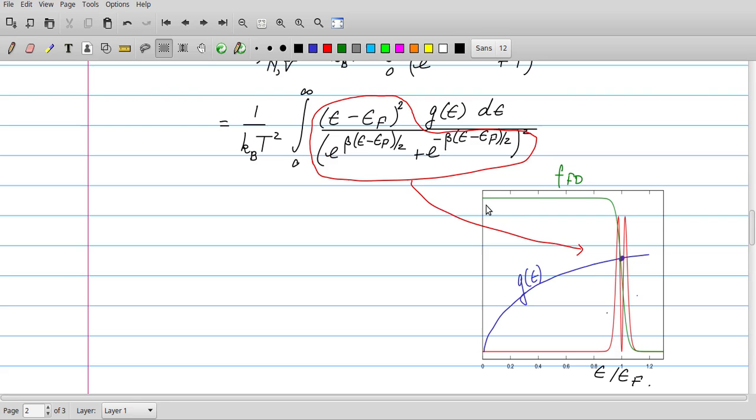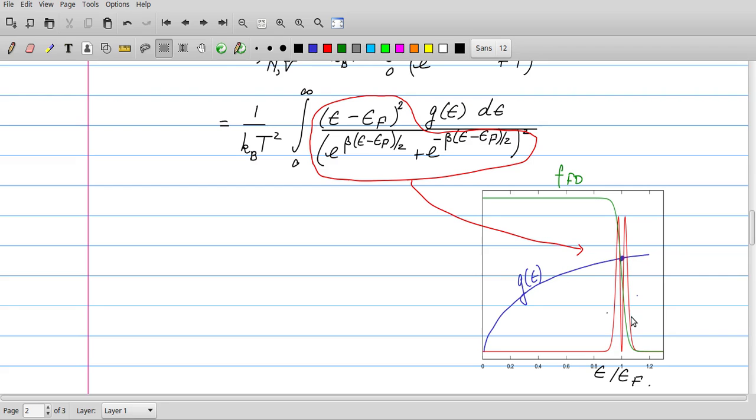For completeness, I have also added in green the Fermi-Dirac distribution, which drops from 1 to 0 at the Fermi energy, and then I have rendered in blue a typical g(ε). Here I've used something which resembles the free electron gas in 3D. And as you can see, the density of states typically doesn't vary a lot across the region where the red curve here is non-zero.